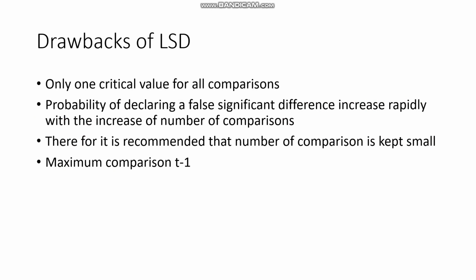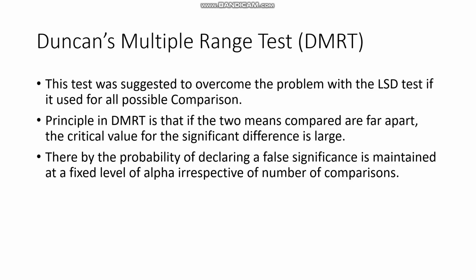Okay, there are some drawbacks in the test. Let's see what those are. Only one critical value for all comparisons. The probability of declaring a false significant difference increases rapidly with the increase in the number of comparisons. Therefore it is recommended that the number of comparisons is kept small, with a maximum of t minus 1 comparisons. That means this is good for comparisons with a small number of groups. You can see some significant applications at the end of this lecture.